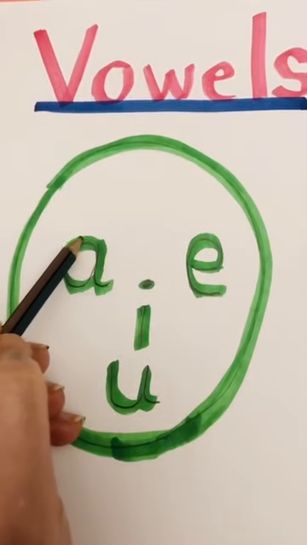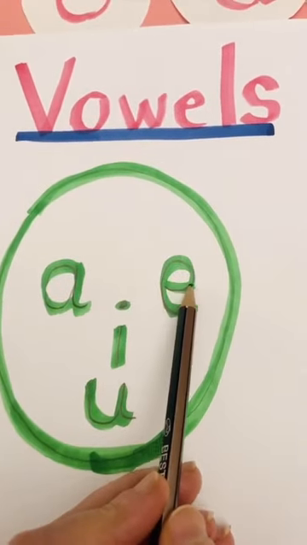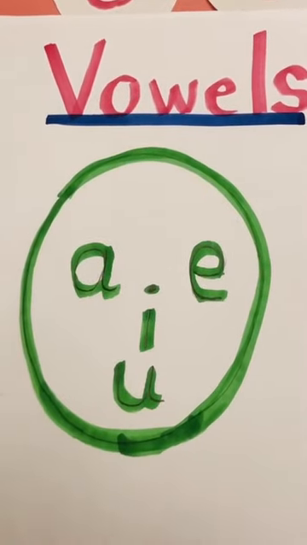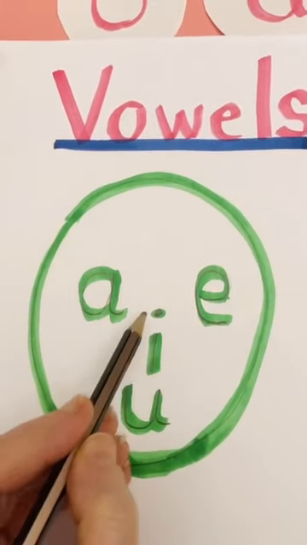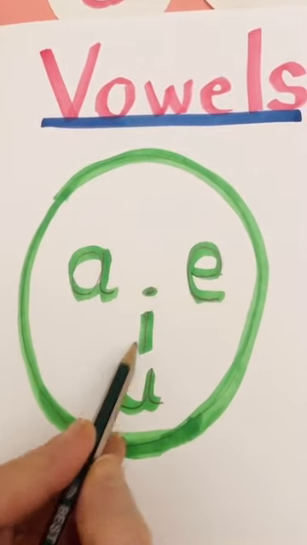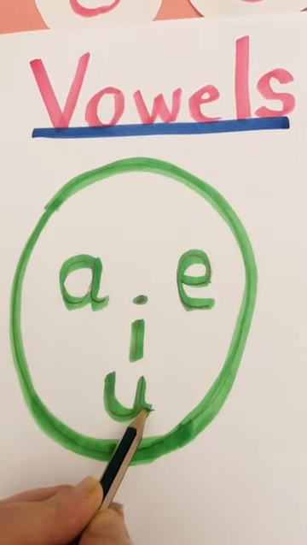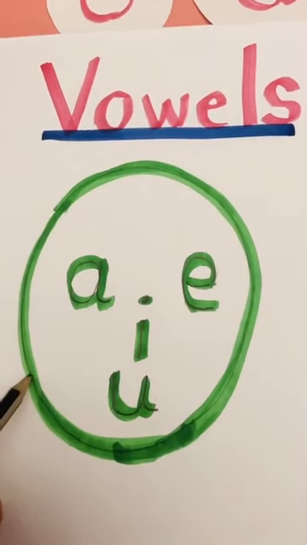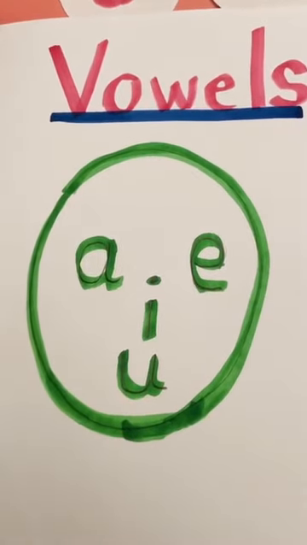We write the letter A at first, lowercase a, then we go to the right side and write a lowercase e, then we go to the middle and write the lowercase i. After that we go down under the letter i and write a small u, or the lowercase u. At last we circle it all as we write the letter o.